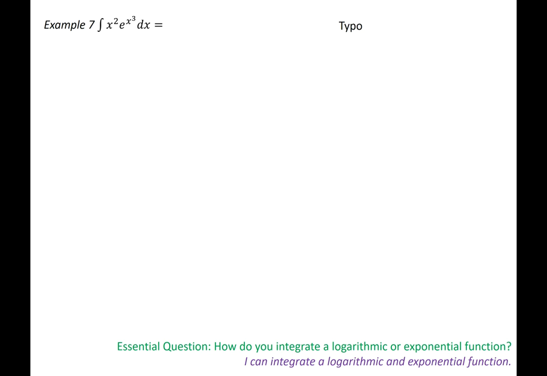All right, again, I'm looking for my u. My u, when there's an e there, is always going to be the exponent. So I'm going to grab that exponent. So u equals x cubed. I'm going to immediately take the derivative. So du equals 3x squared dx. You'll notice I have the x squared dx. I am missing the 3.